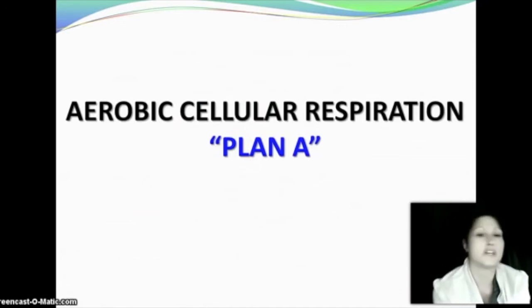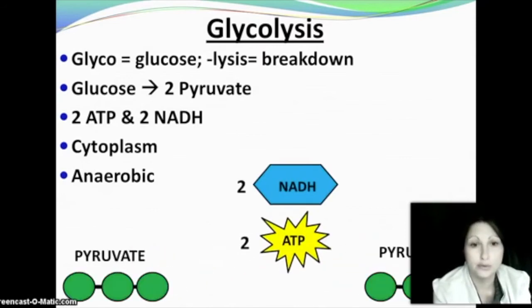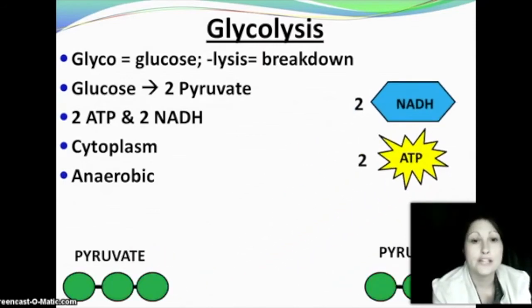All right, aerobic cellular respiration, remember that's the one we have to have oxygen for. That's going to be our Plan A, our ideal way of making energy. Our first step is glycolysis, and literally this means the breakdown of glucose. Well, what's glucose? That's sugar. It's in the food that you eat. So that glucose is going to be broken down into 2 pyruvate molecules. You're going to make 2 ATP, which is our cell energy, and then 2 NADH. Remember, that's one of our shopping carts. Because it's anaerobic, it happens in the cytoplasm of the cell.